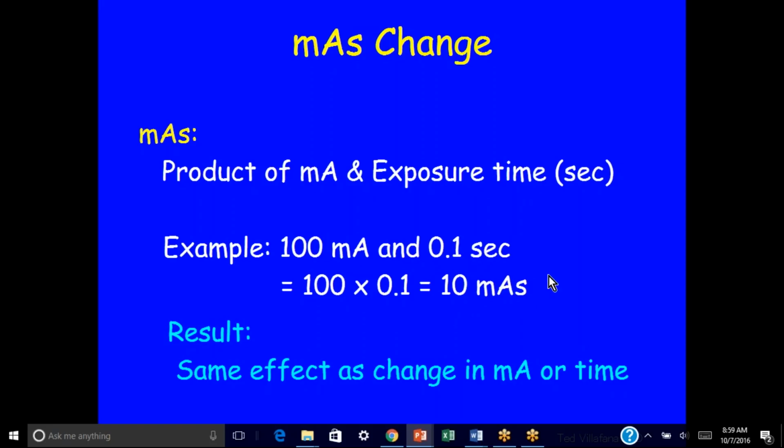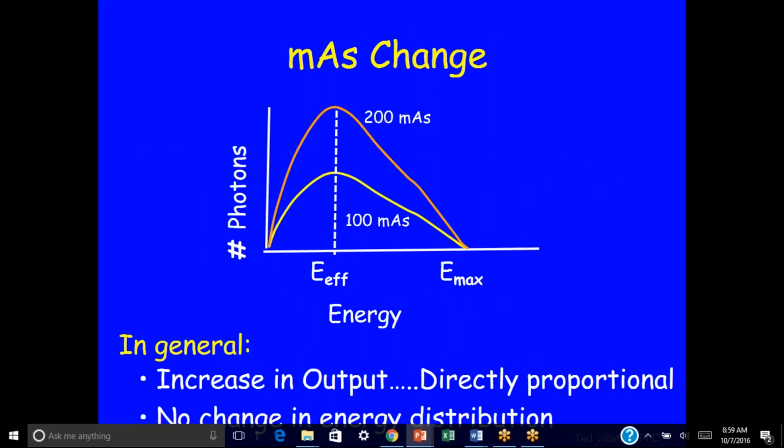And when we talk to the technologists, you're going to find that many times they talk MAS. If you ask them what technique they used on Mrs. Jones this morning, they'll say, well, I used 100 at 10 MAS. The 100 would be the 100 kVp, and 10 MAS would be the MAS product. But it's the same effect as MA or time. How do you double the MAS? By doubling either the MA or the time. So it's back to where we were before.